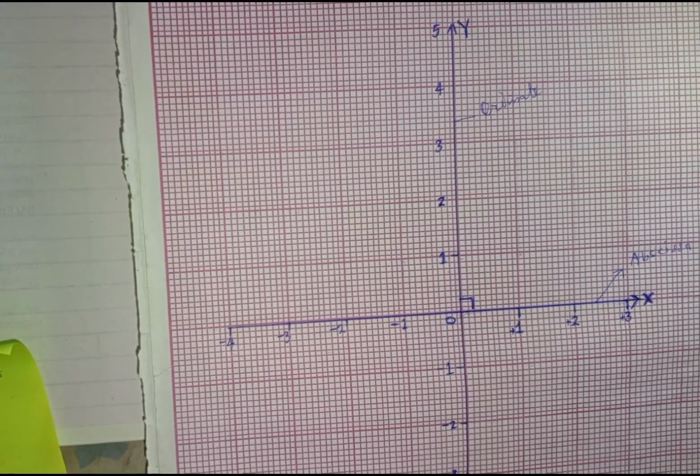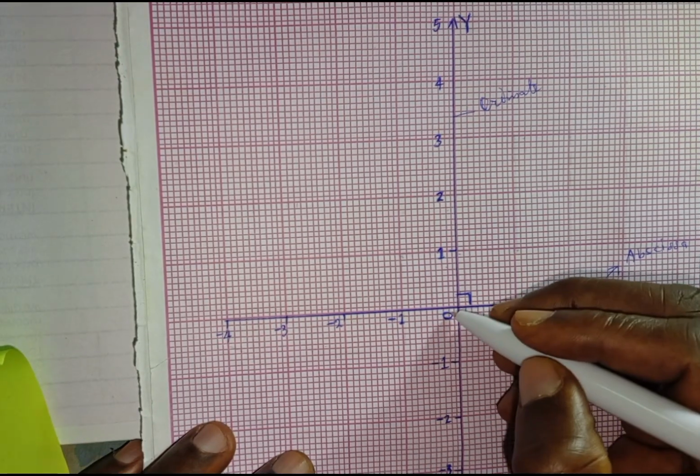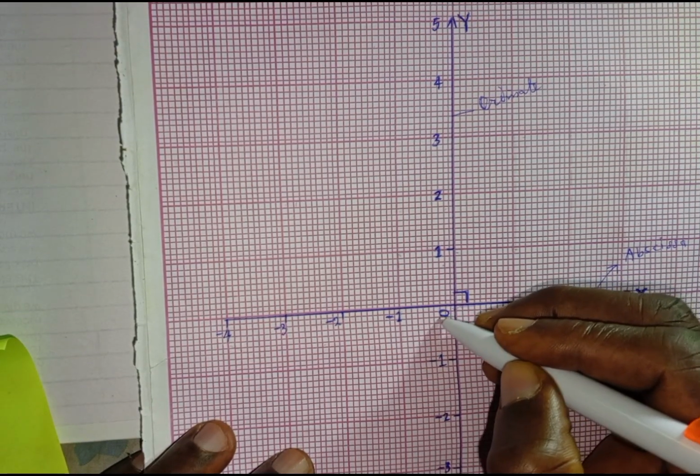Now, this is our Cartesian graph. We have here, this place is called the origin.